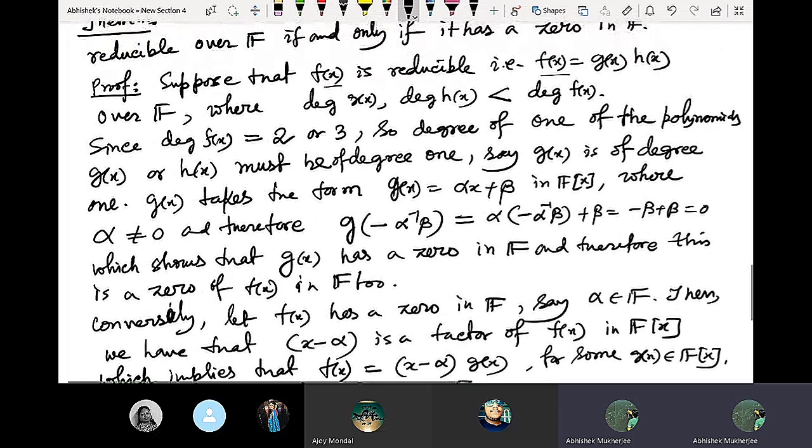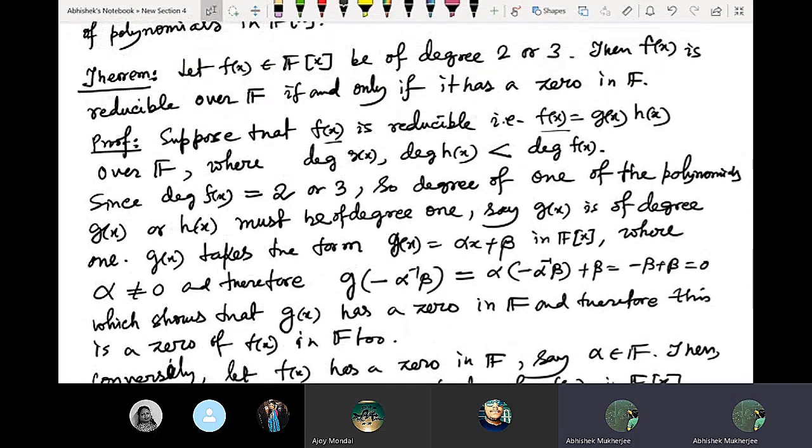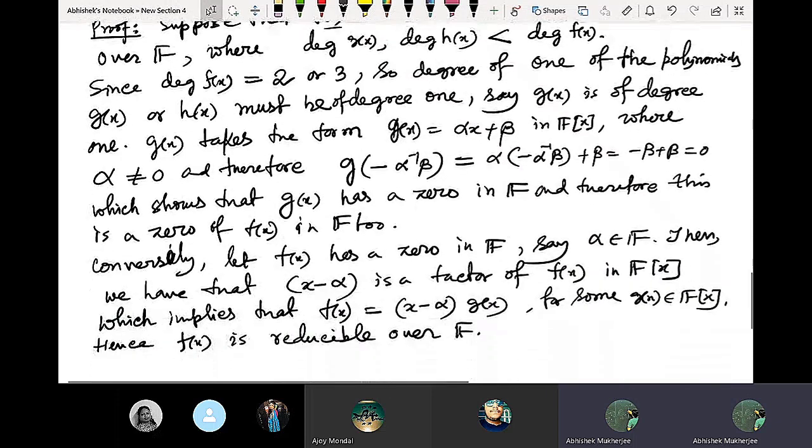Yes. So in case of the polynomials having degree 2 or 3, we need to find out the zeros of that polynomial in the field F. Okay.